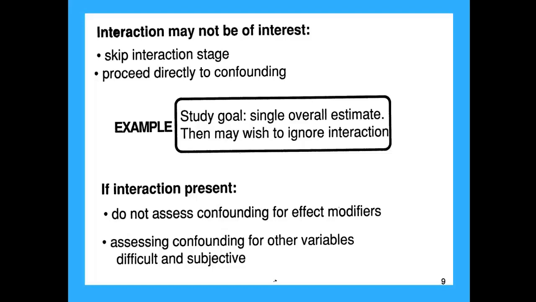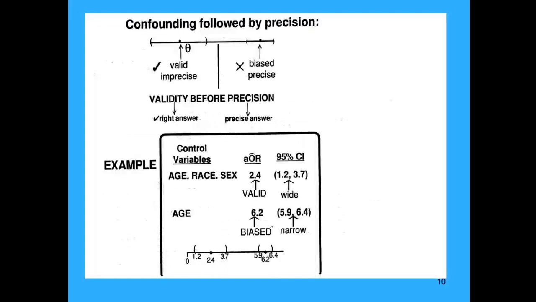However, if gender was an effect modifier, you don't want to get an average, but if you've got another variable, race, that was not an effect modifier, you still might want to control for race as a possible confounder because it's not in there as a product term in the model. We'll talk about that. Anyhow, next issue, confounding followed by precision, the third step.